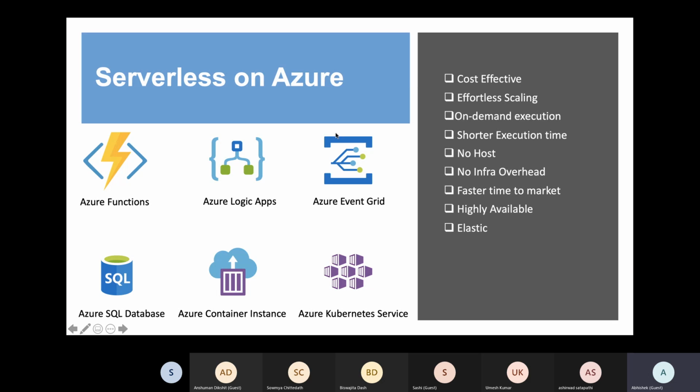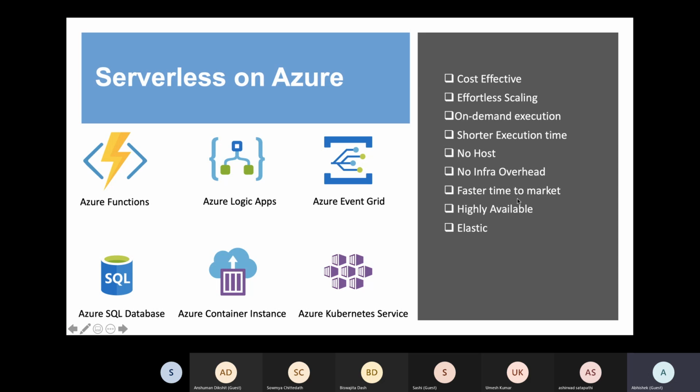Then it's no host. That doesn't mean that it doesn't have a server, but you don't have control over the server. The underlying infrastructure is managed by the underlying cloud platform. You need not worry about the underlying infrastructure overhead. So it's all taken care of by the cloud platform, as we already discussed. And the best part I love about serverless is the faster time to market.